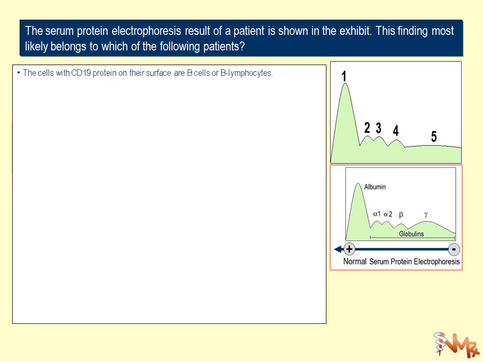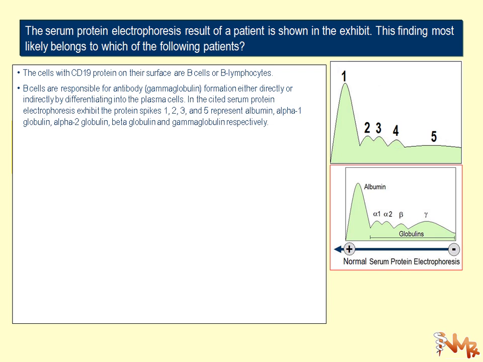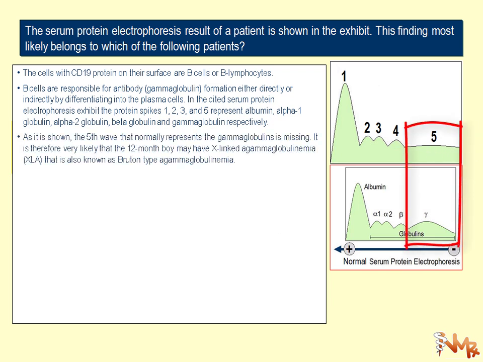Again, to orient you, the cells with CD19 protein on their surface are B cells or B lymphocytes. B cells are responsible for antibody formation either directly or indirectly by differentiating into plasma cells. In the cited serum protein electrophoresis, the protein spikes 1, 2, 3, 4, and 5 represent albumin, alpha-1 globulin, alpha-2 globulin, beta globulin, and gamma globulin, which is flattened out in this diagram. As is shown, the 5th wave that normally represents the gamma globulins is missing.